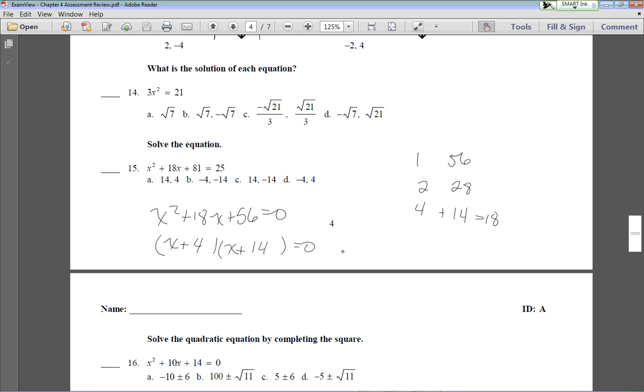Set each one of those individually equal to 0. Subtract 4, subtract 4. x equals -4. And then you have x plus 14 equals 0. Subtract the 14, subtract the 14. So your other one is -14. So it is letter B, -4 and -14. All right, so let's keep going.